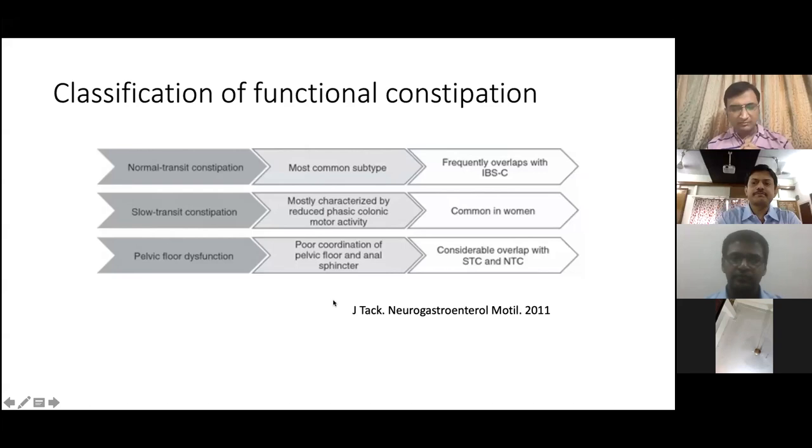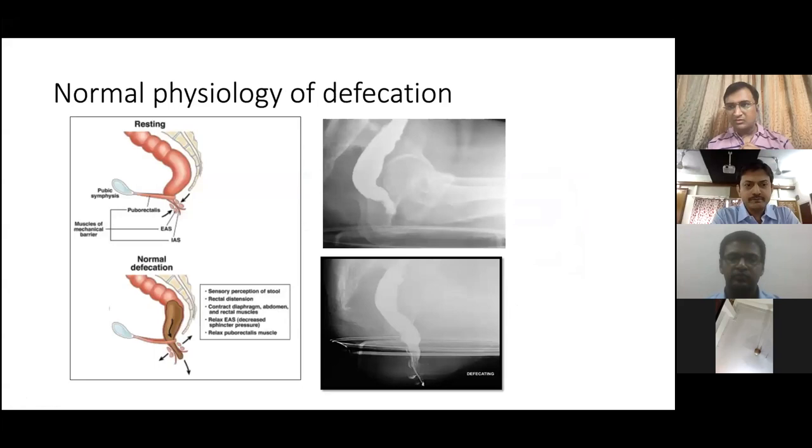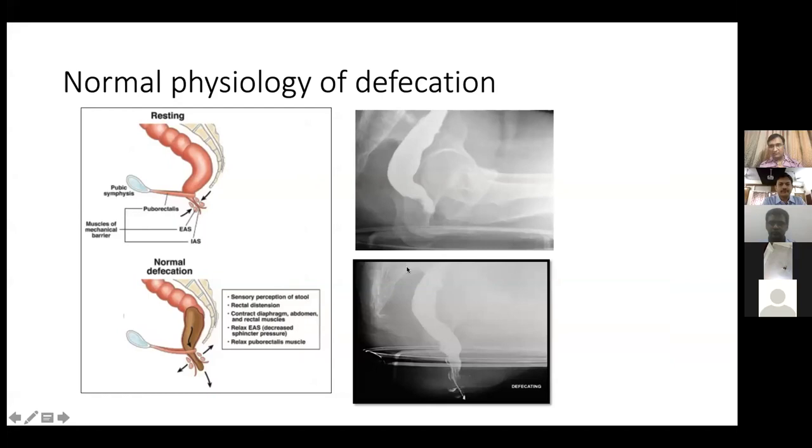As a student, it is important because this might be asked in the exam: what is the normal physiology of defecation? The stool passes into the rectum with sensory perception of stool. The rectoanal inhibitory reflex leads to a relaxation of the internal anal sphincter. Subsequently, if the situation is appropriate, there is a contraction of the diaphragm, abdomen, and rectal muscles with relaxation of the external anal sphincter, and relaxation of the puborectalis, which straightens the anorectal angle and facilitates passage of stools across the anal sphincter. You can see in the defecogram photos that the anorectal angle is initially acute, and after the relaxation of the puborectalis it becomes straighter. This is the normal physiology of defecation, which may be asked in the exam if you get a case of constipation.